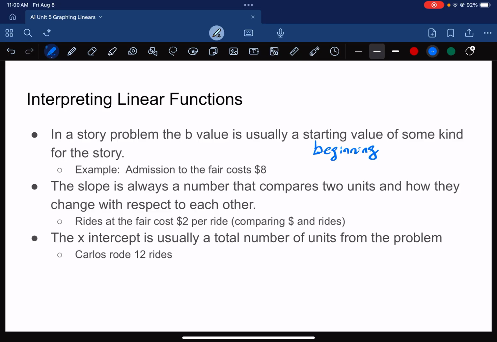For example, admission to the fair cost $8. Well, if you're going to go to the fair, you got to get through the door first. That's the first thing that happens, you pay admission. So you're going to pay that one time, $8. So that beginning value is always something you just pay once. The slope is always a number that compares two units and how they change with respect to each other. This is the one you may pay multiple times.